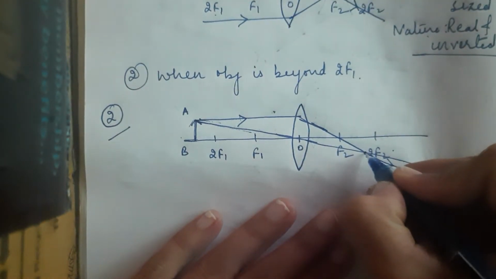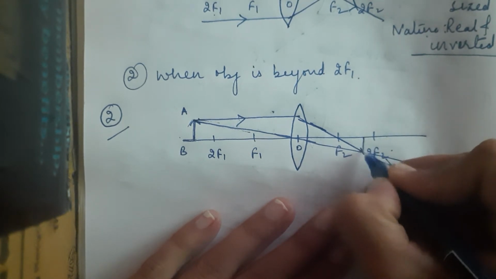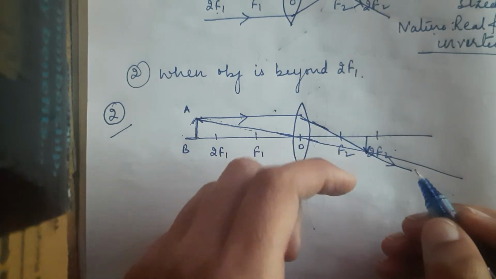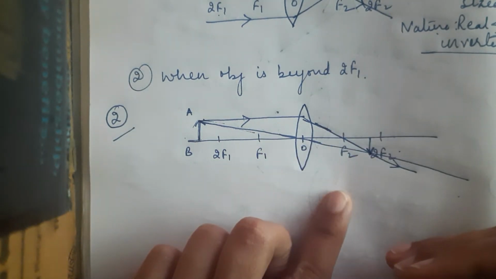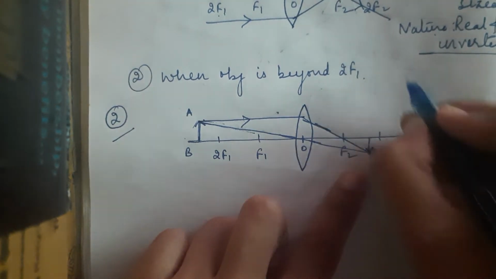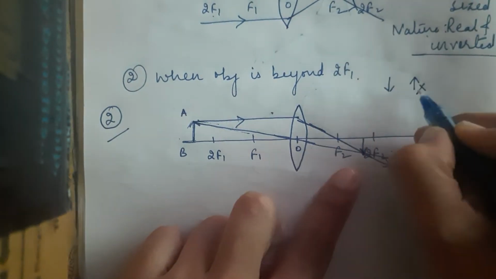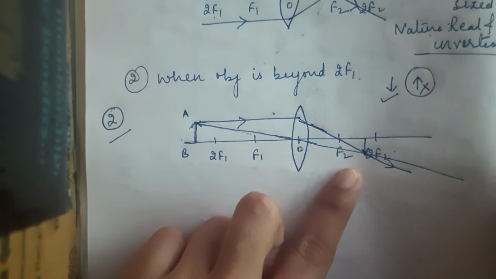So this is the intersection point and this is the image, right? So this is my image, which is because the intersection point is below the principal axis. So you will be making your image like this. Aise honi chahiye, aise nahi honi chahiye. This is wrong. This is correct.